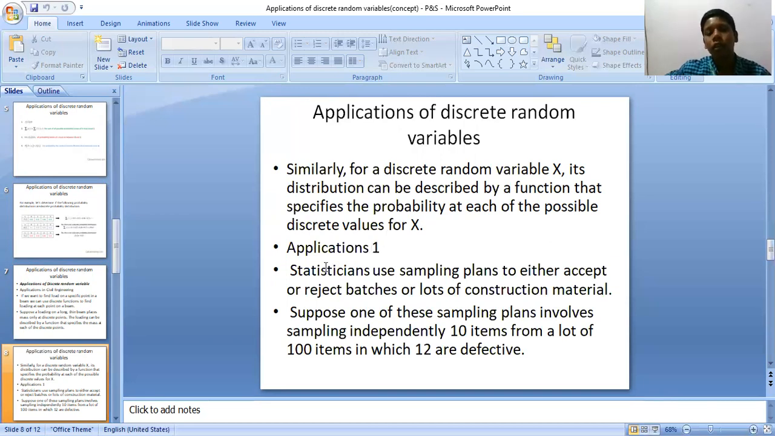Application 1. Statisticians use sampling plans to either accept or reject batches or lots of construction material. Suppose one of the plans involves sampling independently 10 items from a lot of 100 items in which 12 are defective.